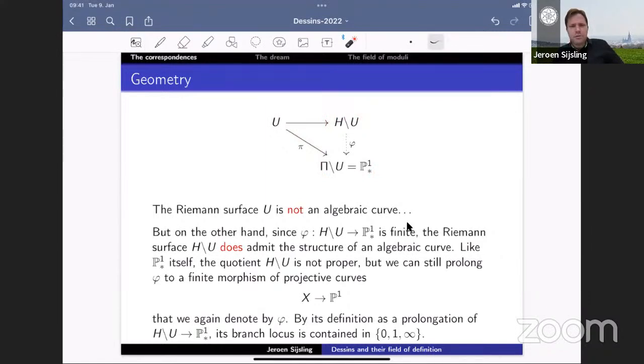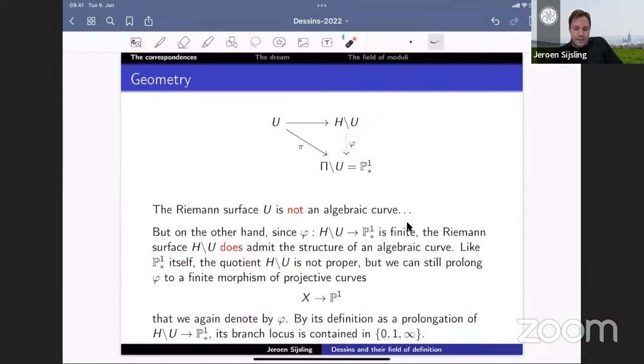Oh, and by the way, maybe I should have said this. Every time I write this skew line, it just means quotient by a group action. I just write the quotients on the left, that's all. So here I divide out by the full action of pi, and here I divide out by the action of this subgroup. Anyway, now I've told you this is an algebraic curve. It's just a P1 minus 3 points. And because this is finite, we also obtain an algebraic curve here.